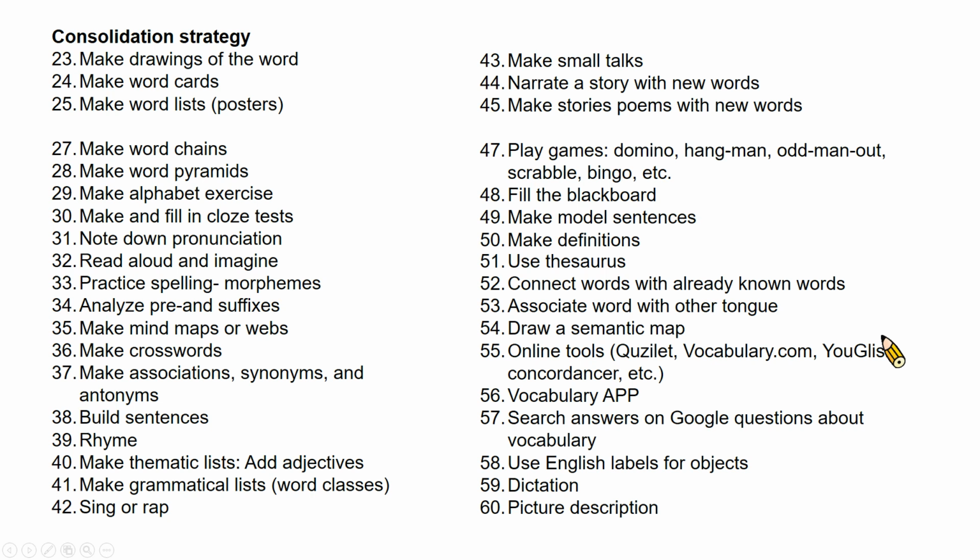The next category of strategy is consolidation strategies. It includes 23, make drawings of words. Number 24, make word cards. 25, make word lists or make word posters. 27, make word chains. 28, make word pyramids. 29, make alphabet exercises. 30, make and fill in cloze tests. 31, note down pronunciation. 32, read aloud and imagine. 33, practice spelling morphemes. 34, analyze prefixes and suffixes.